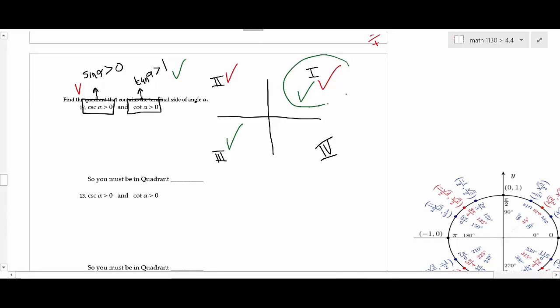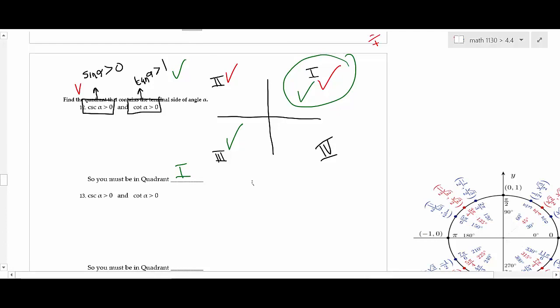So that means the two check marks come together there. So we have to be in quadrant 1. Okay, you got the two conditions like that, and they always overlap in only one quadrant. Does that make sense what I did? Just kind of look at where each thing is true, and then where they overlap is where you are. Okay? All right?